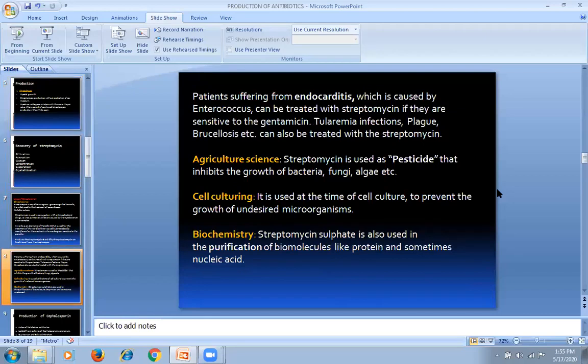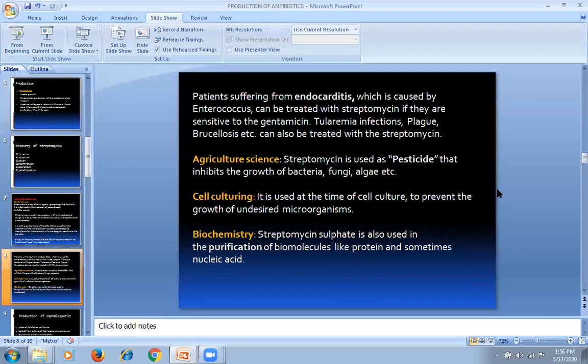Then also it is used for treating other diseases like endocarditis caused by enterococcus, and can also be treated with streptomycin if they are sensitive to gentamicin. So wherever sensitivity is found, to replace that sensitivity, you all can use this as an alternative. And plague, brucellosis, tularemia infections, all of these can be treated with streptomycin.